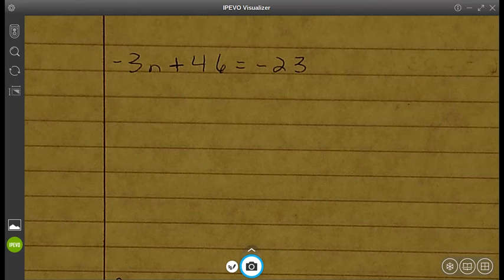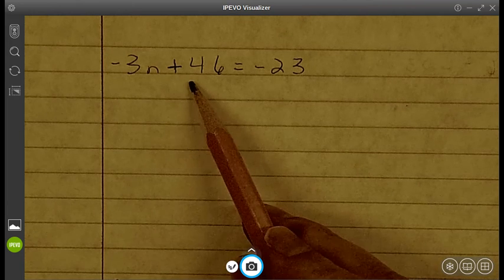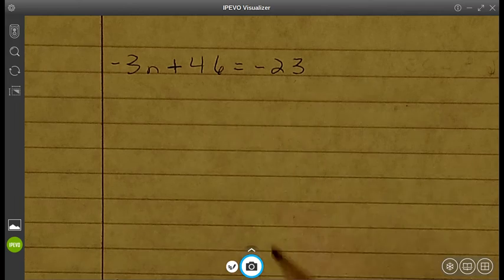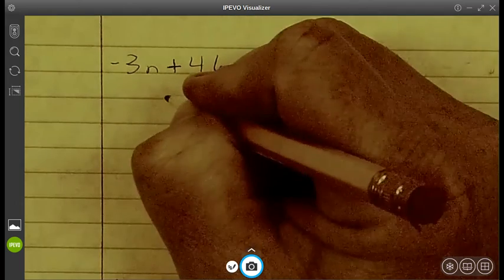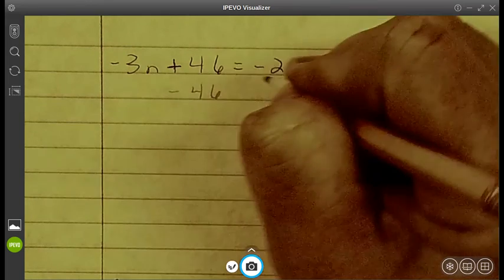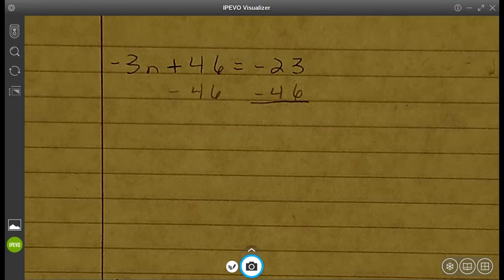Negative 3n plus 46 equals negative 23. I know my like terms are plus 46 and negative 23, so I need to move that positive 46 to the other side. So I'm going to subtract 46 from each side. That is going to give me two negatives.